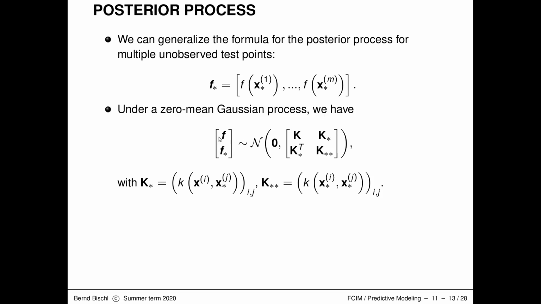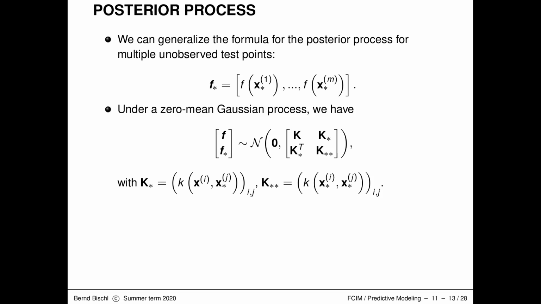We can partition this thing here, or we can write down the joint distribution for the n-dimensional vector bold f and the m-dimensional vector f star, and this is still going to be jointly normally distributed with zero mean. And here this partitioned covariance structure where k star is not a single vector anymore, but it's going to be an n times m dimensional matrix, where we have here the covariances between all of the training points and all of the testing locations. And K star star is going to be an m times m covariance matrix containing the covariances between the x star points with themselves.